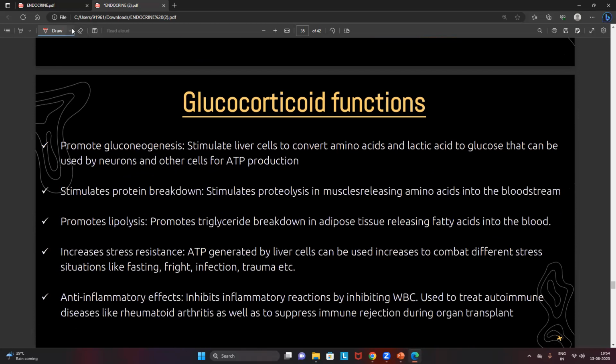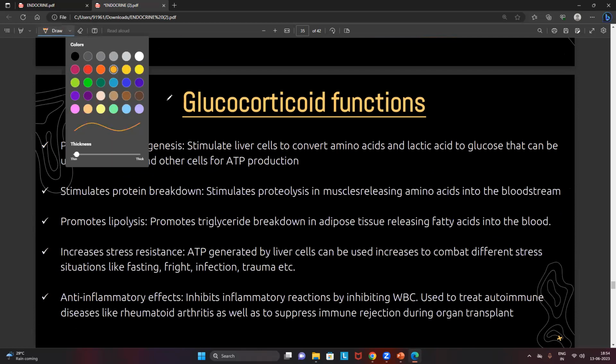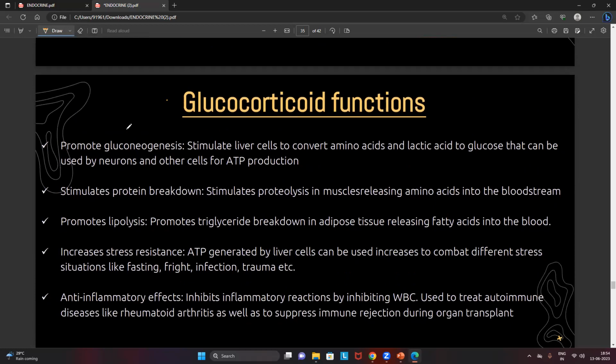Now I want every student to answer. Tell me, Sharmila. Tell me, Sunita, what is the name of the hormone that stimulates the process of gluconeogenesis? First of all, tell me, what do you mean by the word gluconeogenesis? We are going to study it in biochemistry very clearly.